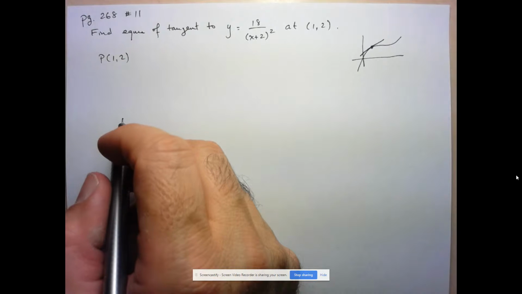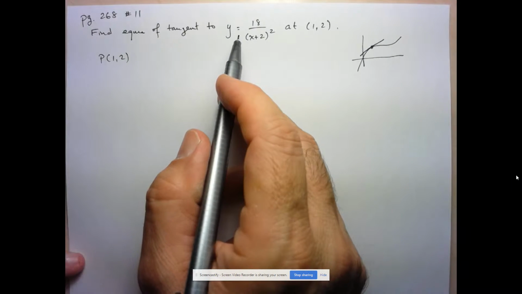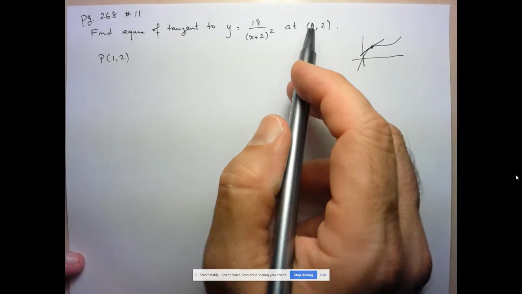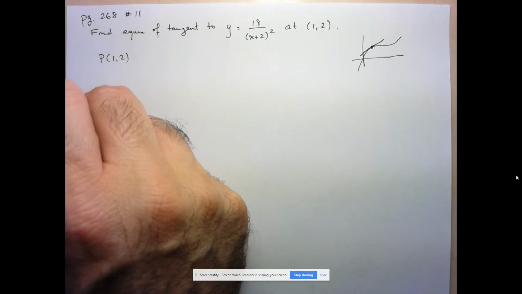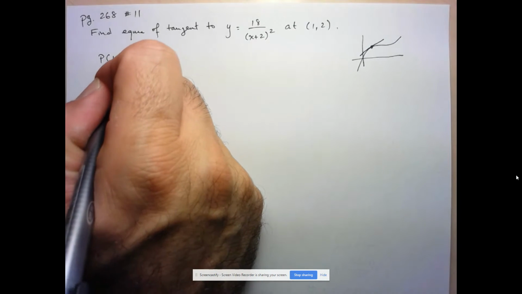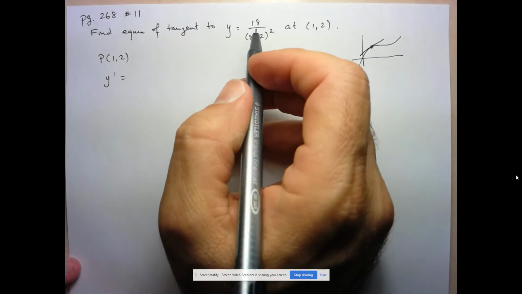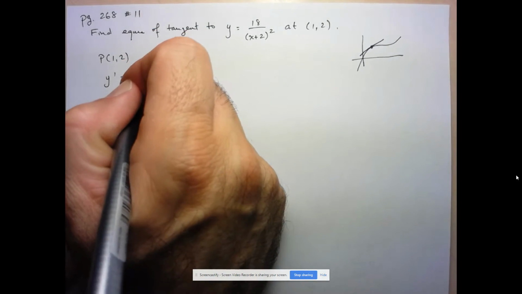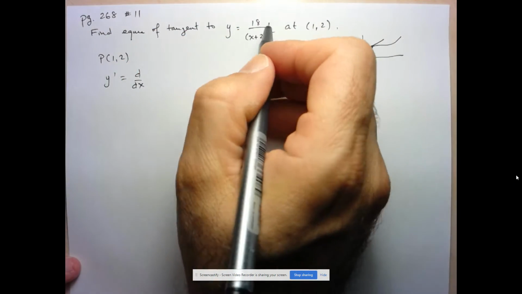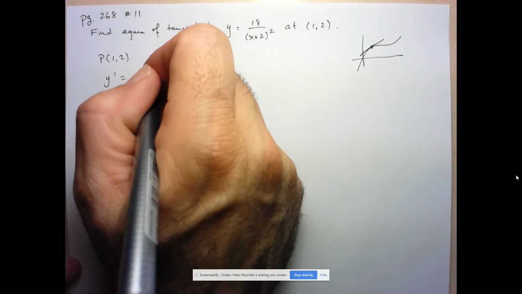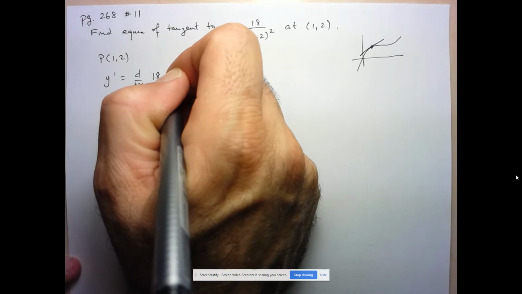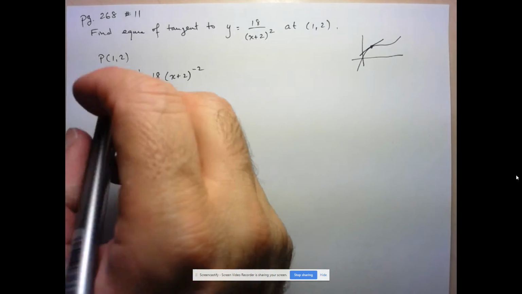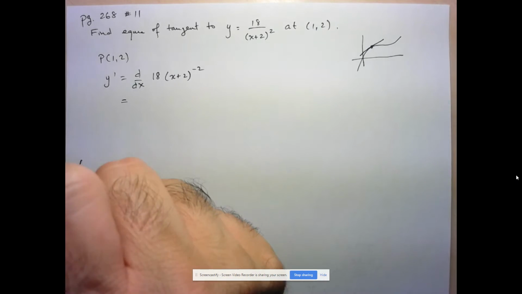Okay, so step number 1 is to find the derivative function, and then we're going to evaluate it at the particular x value that we want. In this case here, x equals 1. So I would strongly recommend that when you're finding the derivative of such a function, you not use the quotient rule, but that you rewrite it. So this is going to be the derivative of, instead of considering it in this form, I'm just going to rewrite that as 18 times (x + 2) to the negative 2. That just makes taking the derivative much easier, using the chain rule instead of the quotient rule.